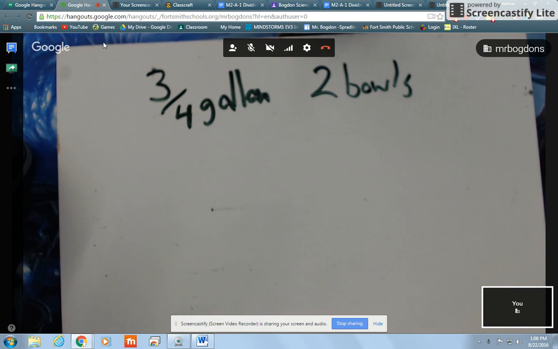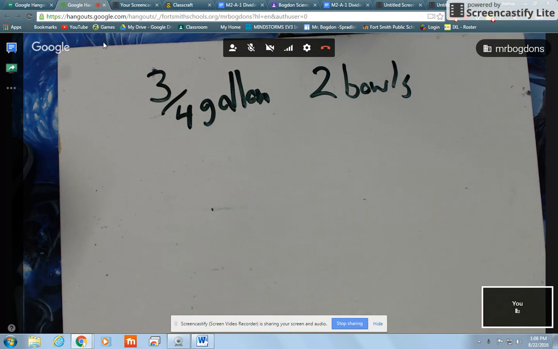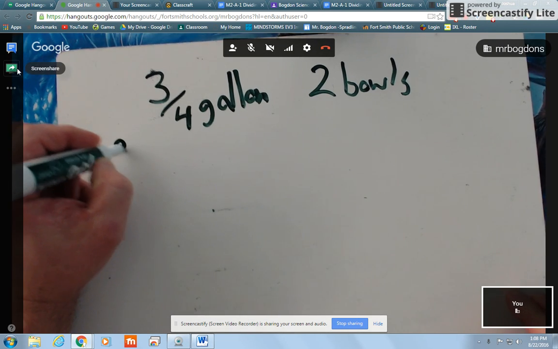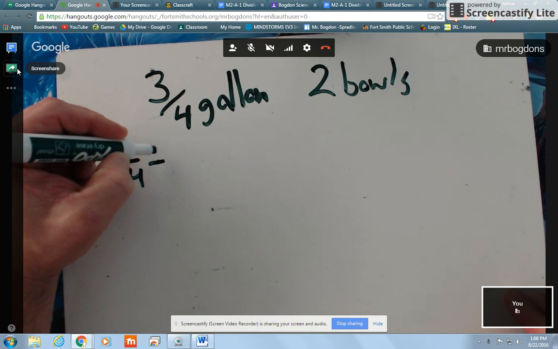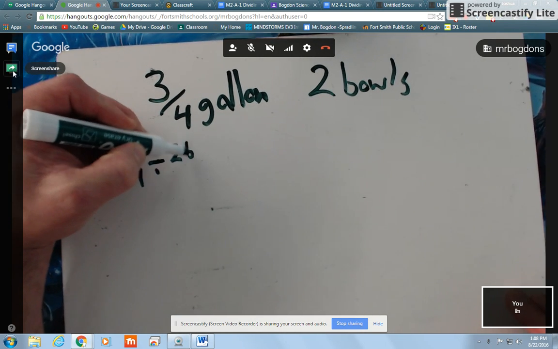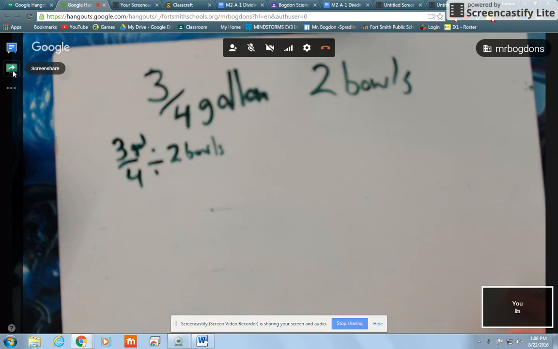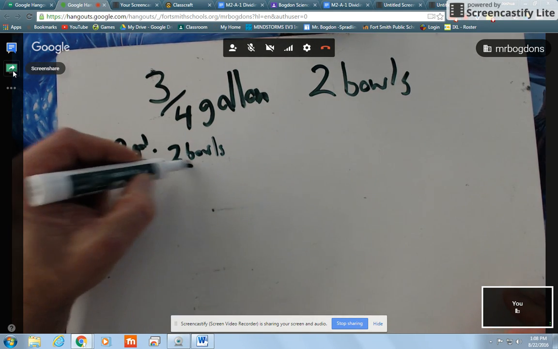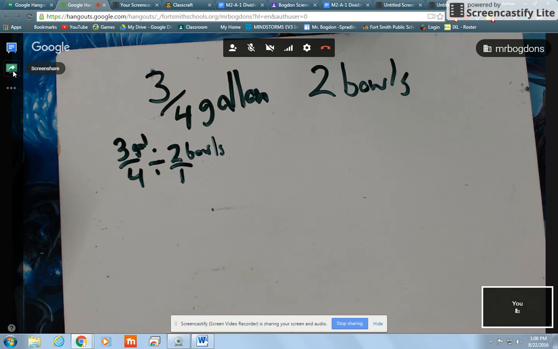Okay. So can anyone think of a division sentence that would model that? Jose? So I think 3/4 gallon divided by 2 bowls. 2/1. Okay. Can anyone think of a multiplication sentence that would show this? Adrian? 3/4 times 1/2. Okay.